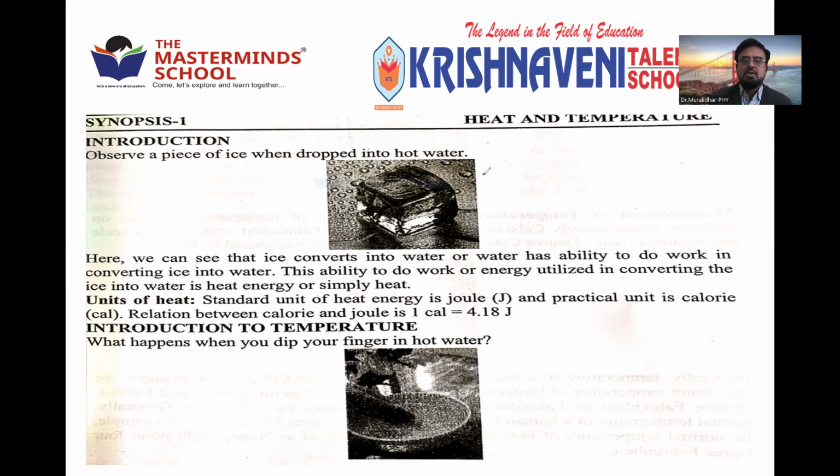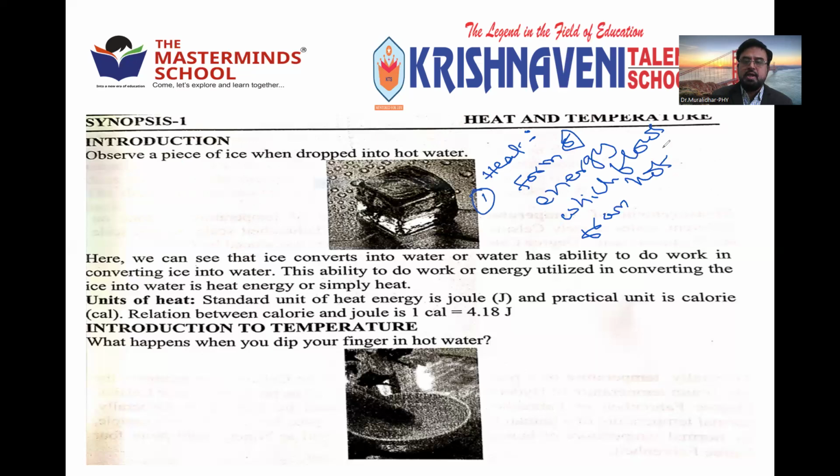So what is heat formally? Heat is a form of energy which flows from hot body to cold body. You can note this as the first synopsis point, point number 1. So heat is a form of energy which flows from hot body to cold body. Got it? Right?